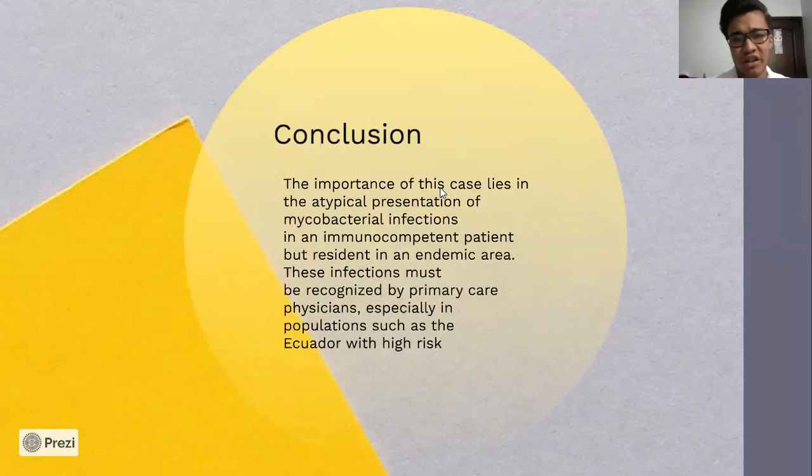Conclusion. The importance of this case lies in the typical presentation of mycobacterial infections in an immunocompetent patient, but resident in an endemic area. These infections must be recognized by primary care physicians, especially in populations such as Ecuador with high risk. Thank you.